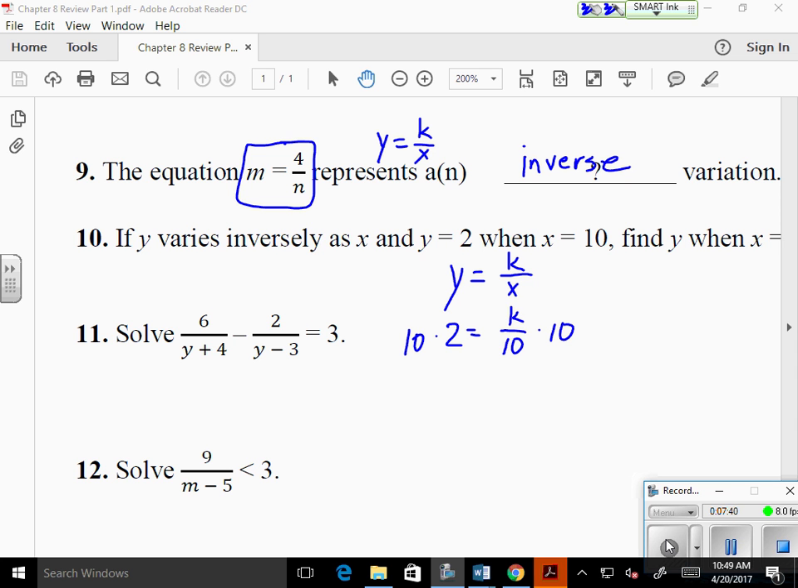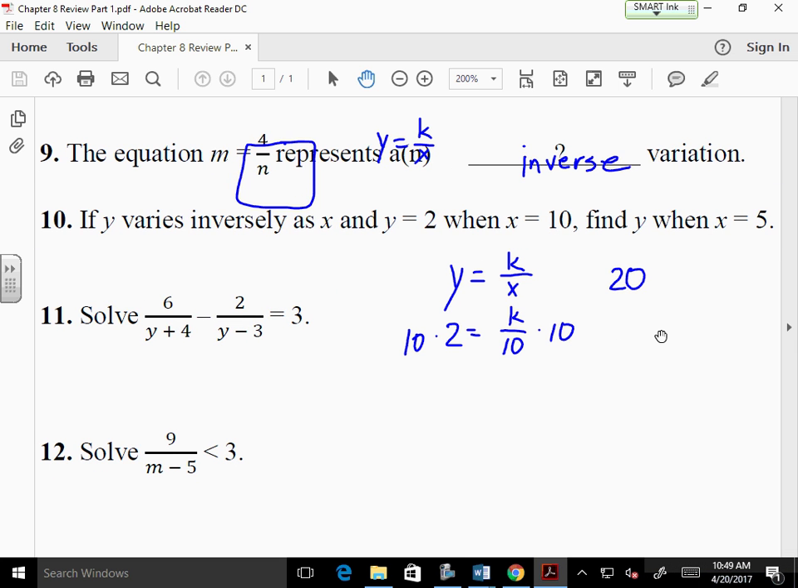So if k is 20, and in the other situation, we have find y when x is 5, 20 times 5, so 20 times 5 is 100. I'm sorry, it's an inverse variation. K divided by x. Let's try that again. So if k is 20, and we want to know y when x is 5, then y would be 20 divided by 5, which would be 4.